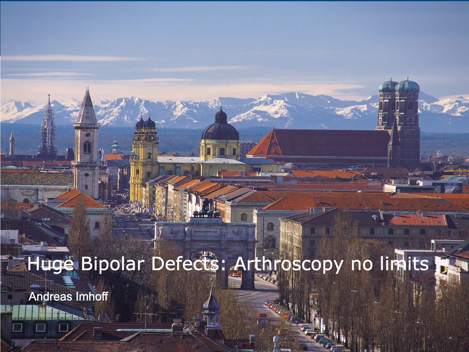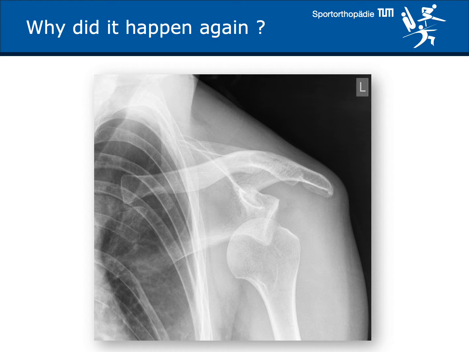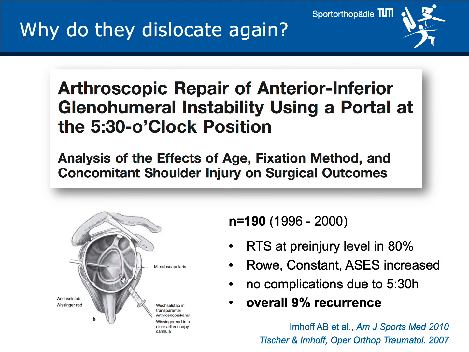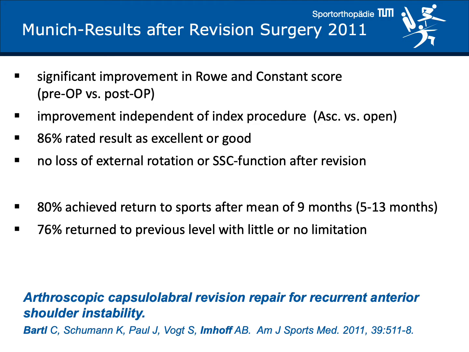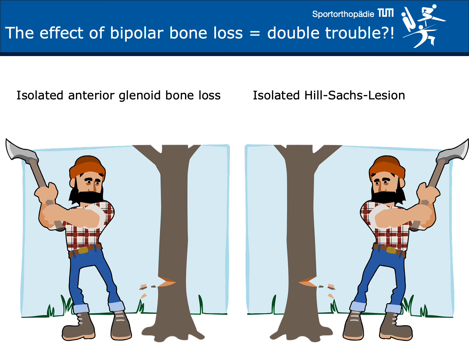Huge bipolar defects. But why did it happen again? In our first study with 200 arthroscopic repairs, we had only a 9% recurrence rate, but we had seen in this group that the biggest risk factor is bone loss. It's not age, not gender, not activity level. And in the revision cases, when you looked closer at this bone defect, we could improve the results. 80% returned to sports after a mean of 9 months, 76% returned to previous level without any limitation.